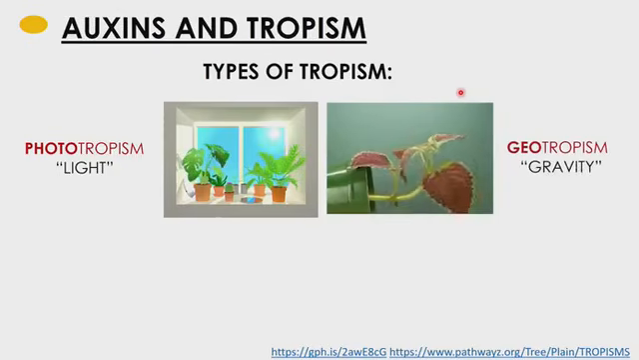Geotropism refers to a plant's response to gravity, where stems tend to bend away from gravity because, again, a stem wants to be exposed to the air and light. It needs to have photosynthetic parts exposed to light, whereas roots tend to grow towards gravity because that's towards the soil where the water and the nutrients are.